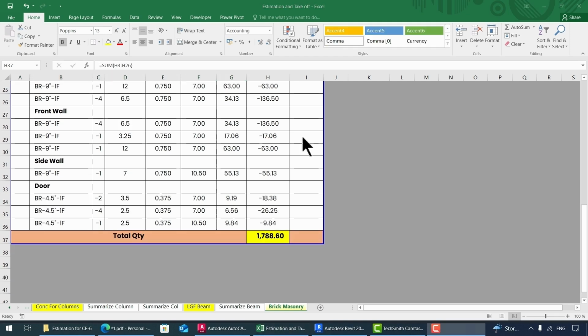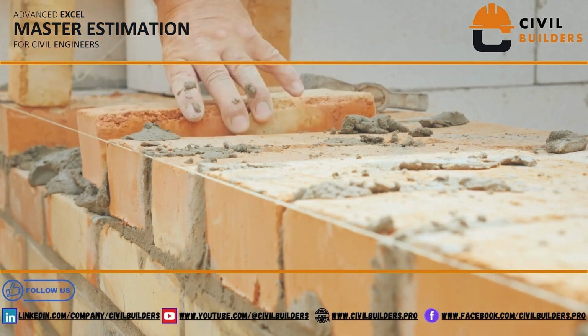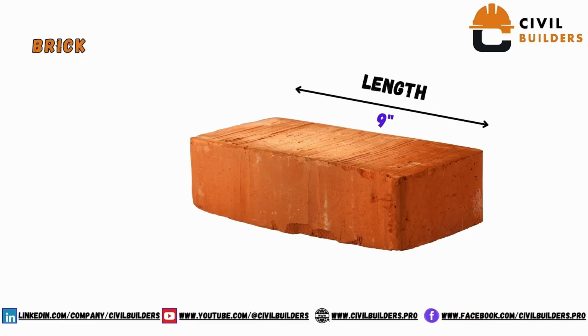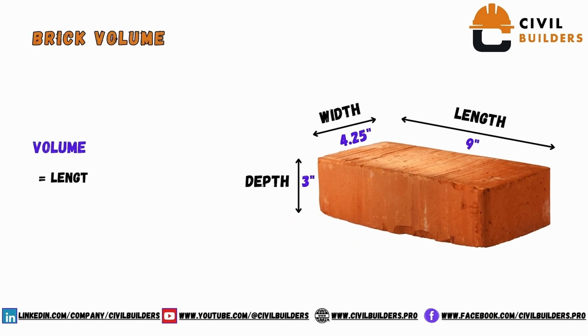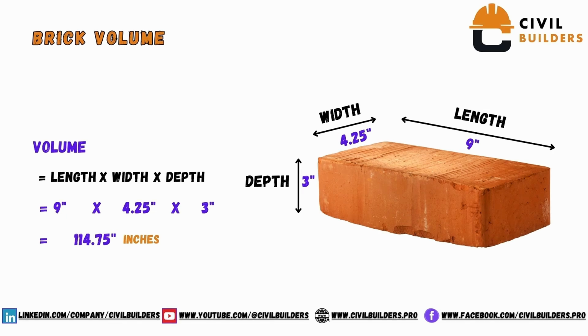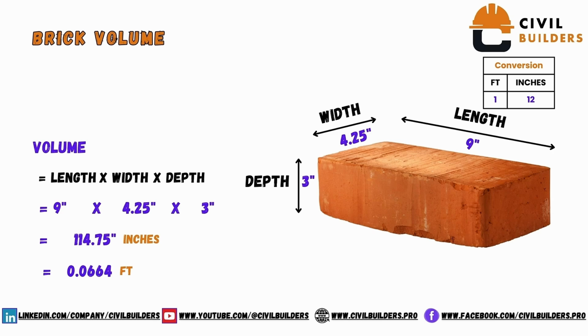After detecting the values, the volume for the brick masonry is 1788 cubic feet. Now let's proceed further by calculating the number of bricks for this required volume. In our project, we have used brick having its length 9 inches, width 4.5 inches, and depth 3 inches. To calculate the volume, we have to multiply all these dimensions. After multiplying, we got 114.75 cubic inches. Well, to convert this value into cubic feet, we have to divide it by 1728.